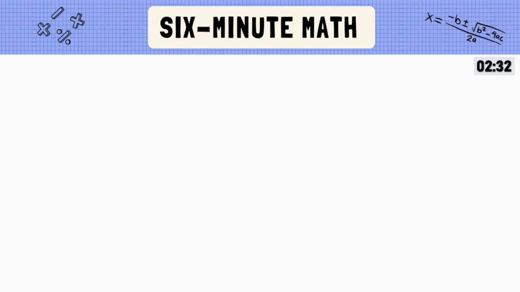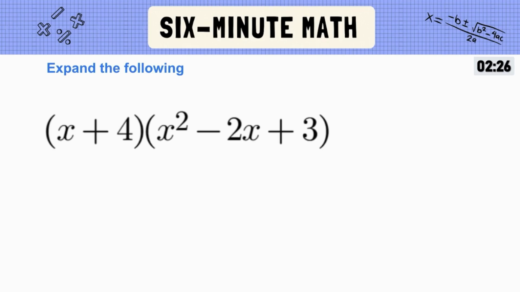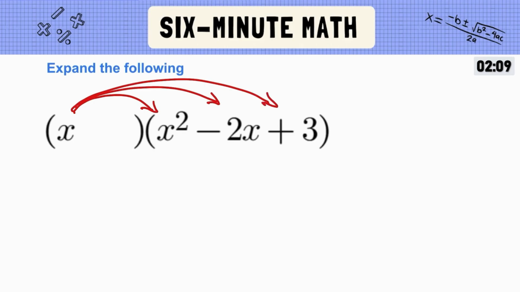On to our last example here. We're going to expand the following: x plus 4 times x squared minus 2x plus 3. Do not be scared with this binomial times trinomial, as our process remains the same. I'm going to isolate that first term and multiply it by each term in my second polynomial. X times x squared is x cubed. X times negative 2x is negative 2x squared. And x times positive 3 is positive 3x.